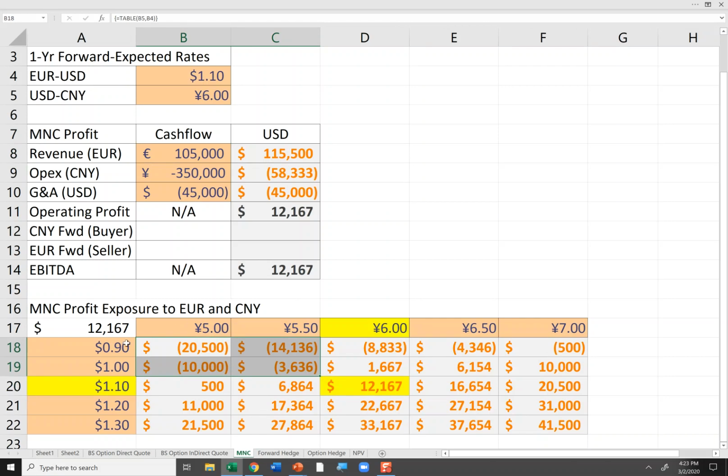And an appreciation of the yuan, because it's an indirect quote, and a devaluation of the euro.